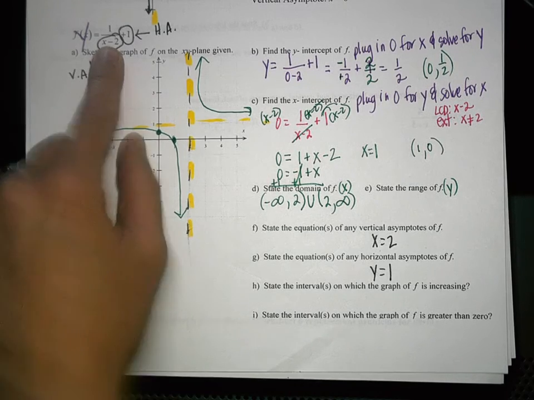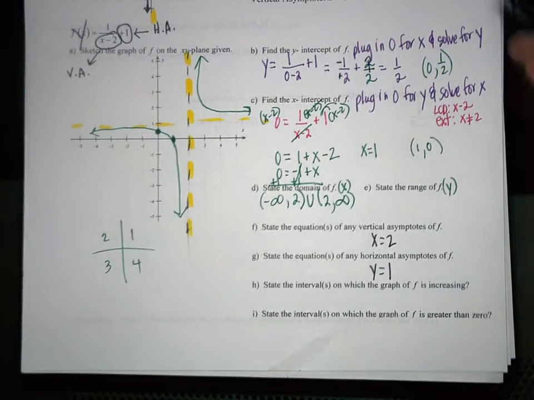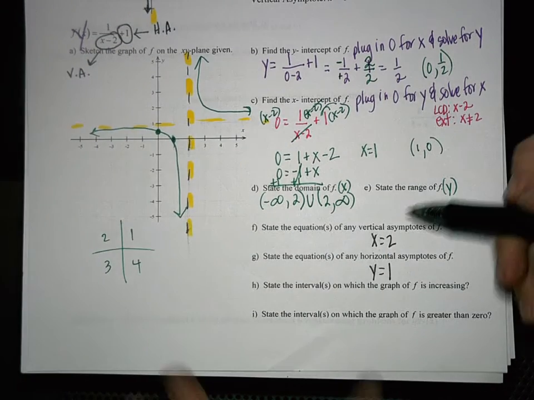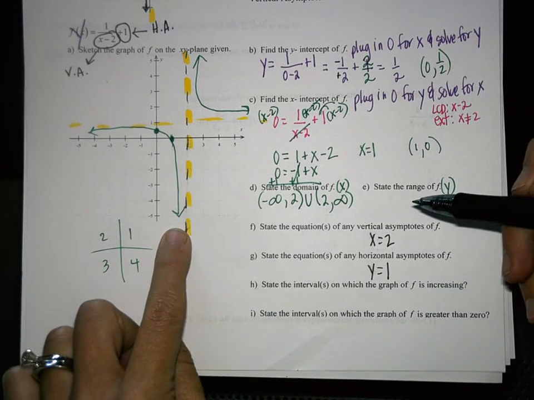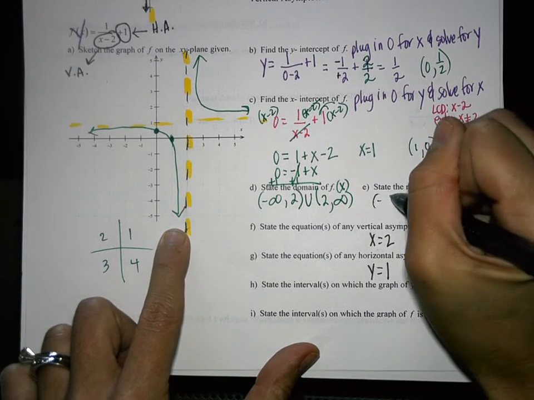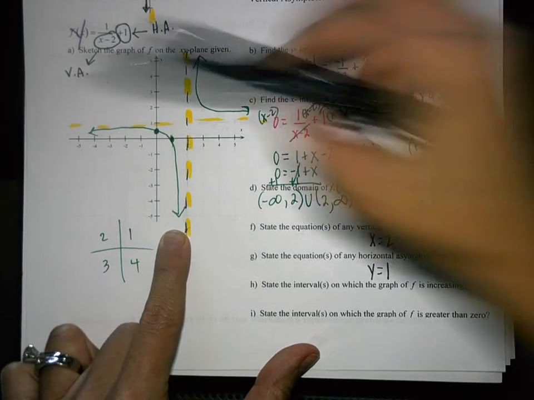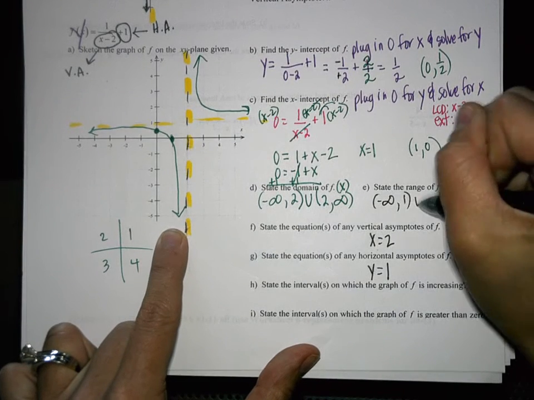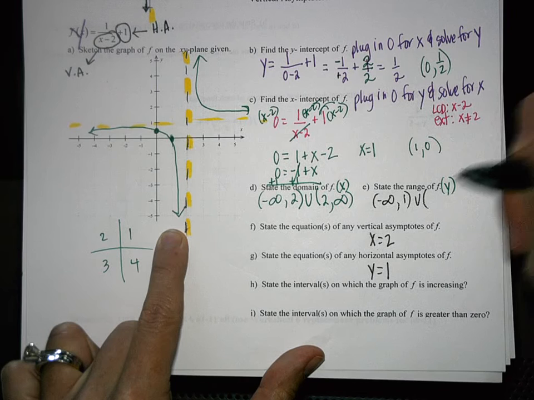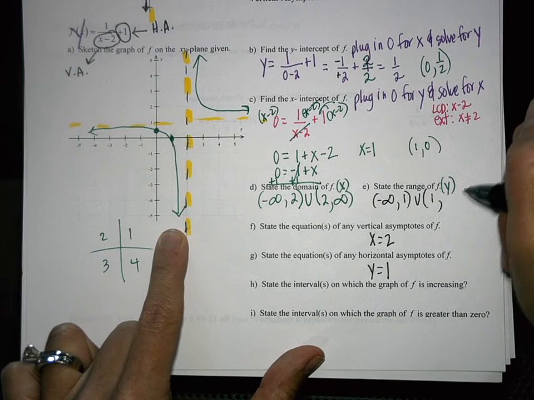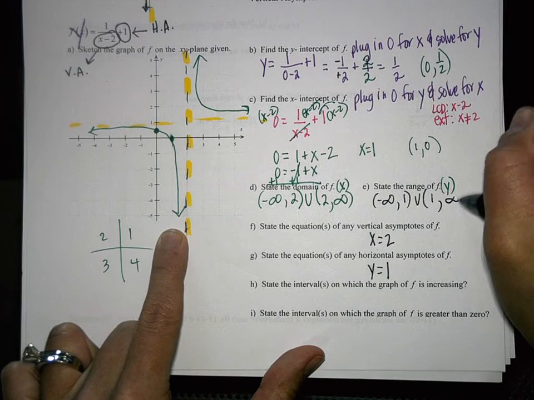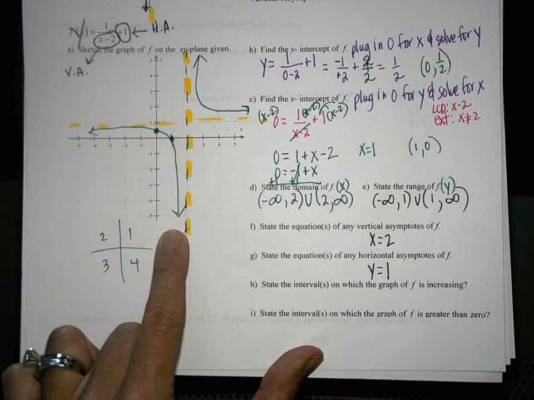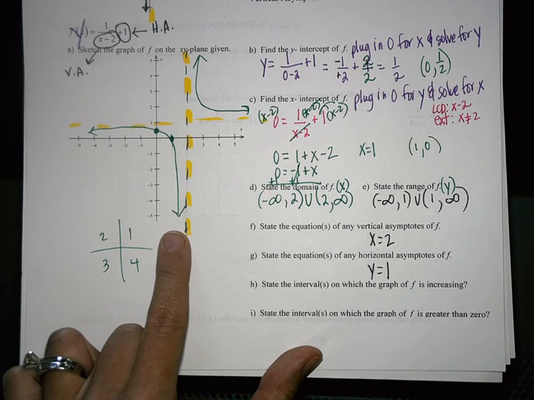Okay, my range, it's the same thing except we're doing our Y values. What is my smallest Y value? Negative infinity. And then where is the asymptote? Where does it stop at? 1. And then it'll be the union, and it starts up again at 1 and goes all the way till positive infinity. Okay, do we have any questions about that?